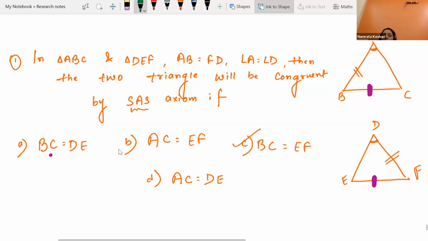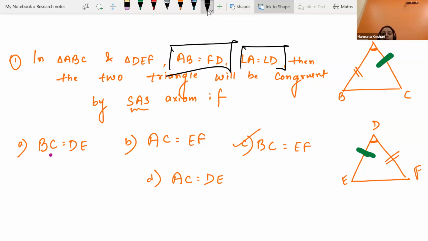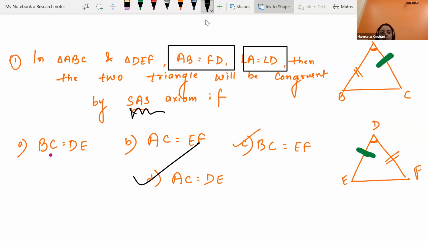Even without looking at the options, think: the two sides I have marked double are the same, and this angle is the same. Only one possibility remains, this side and this side. If these two green sides become the same, then the side angle side axiom will work, and that is option D. If you are getting confused while eliminating options, just after reading the question think about it. AB and FD are the same, angle A and angle D are the same, so what else can be the same? AC and DE, and that is in option D. Got it?